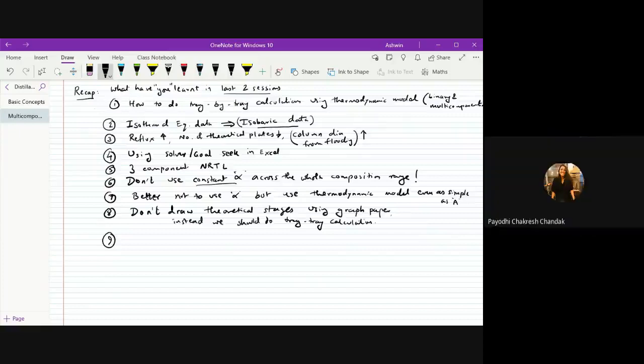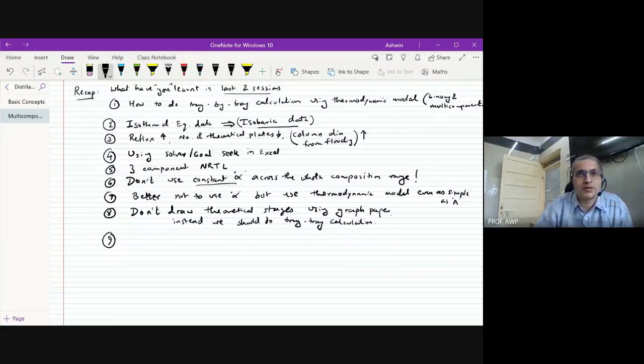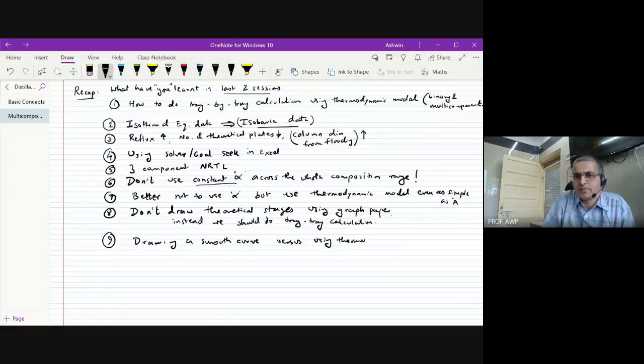Yes, thermodynamic correlation gives more accurate results. It is not just a question of more accuracy, it is more physically realistic. If I use a constant alpha, I told you about drawing a smooth curve. So that's what we were talking about, drawing a smooth curve versus using thermodynamic models. Excellent. Is that what you meant?